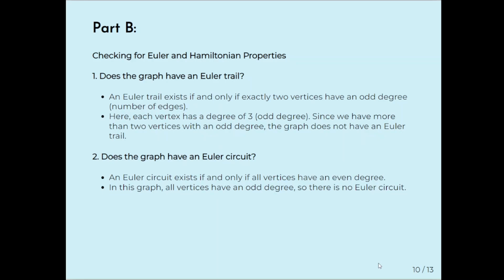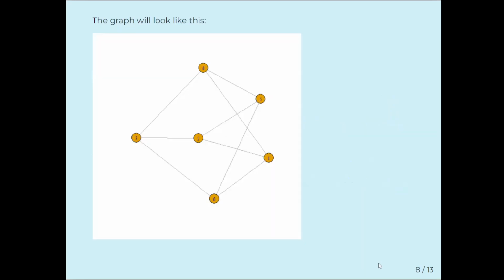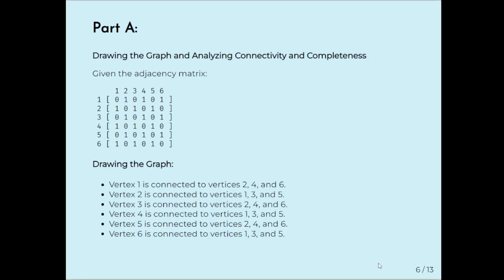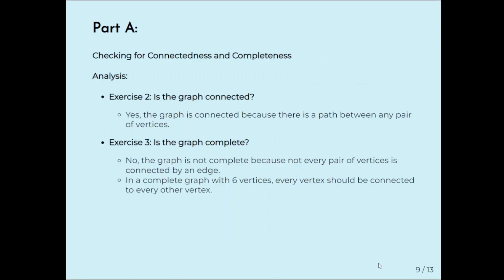Okay, so moving on to part B. We have 4 little exercises here, 4 little questions. Essentially what we're doing here is checking for Euler and Hamiltonian properties. Does the graph have an Euler trail? So what does that mean? An Euler trail exists if and only if exactly 2 vertices have an odd degree number of edges. Okay, so here each vertex has a degree of 3, which is an odd degree. If you go through it again, I'll scroll back there very quickly. Just down there at the bottom, each vertex is connected to 3 other vertices. Okay, so that's a no.